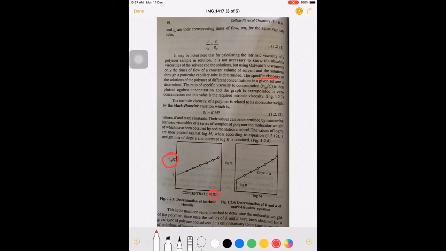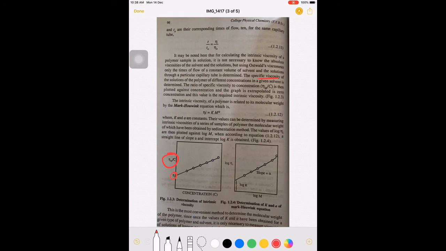The graph which is obtained here is extrapolated, see the dashed line, towards the y axis, and the value where the extrapolated graph crosses this y axis is nothing but the intrinsic viscosity of that solution or the polymer.